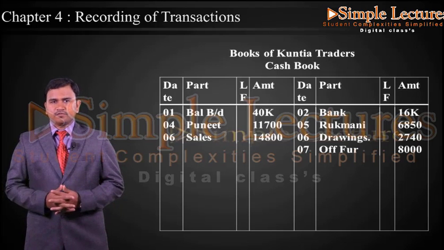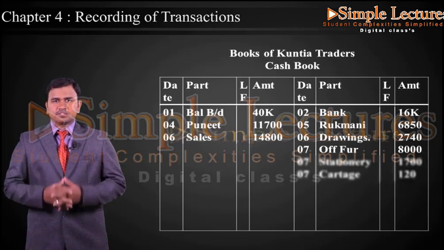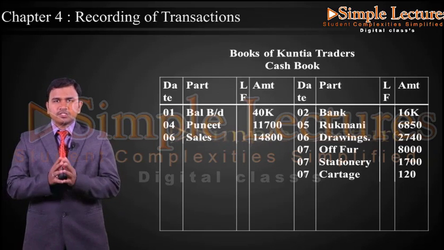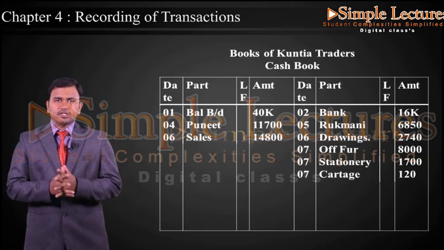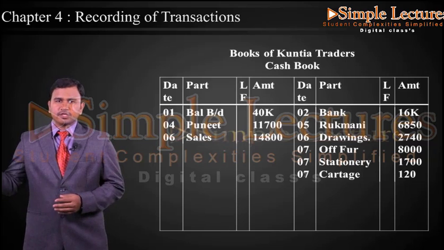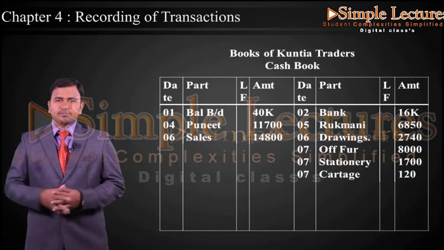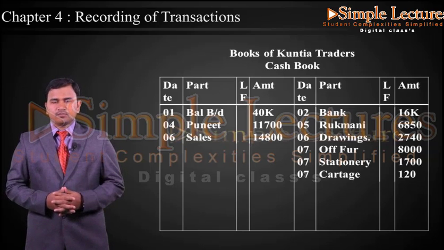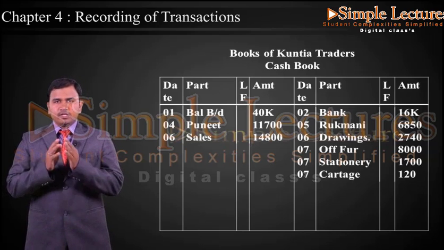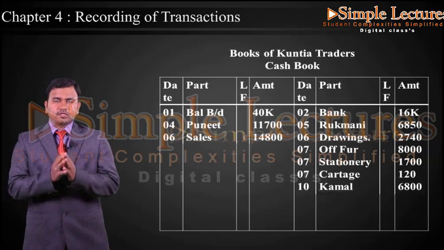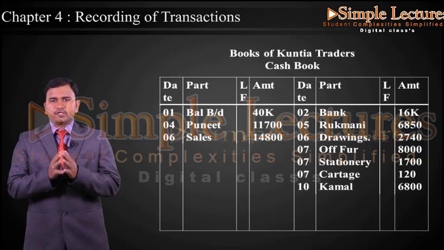Next transaction we have on September 7 again: paid cartage 120. So cartage is an expense, and again there was a payment. So on the credit side the date will be September 7 and the entry will be by cartage in the amount column 120.